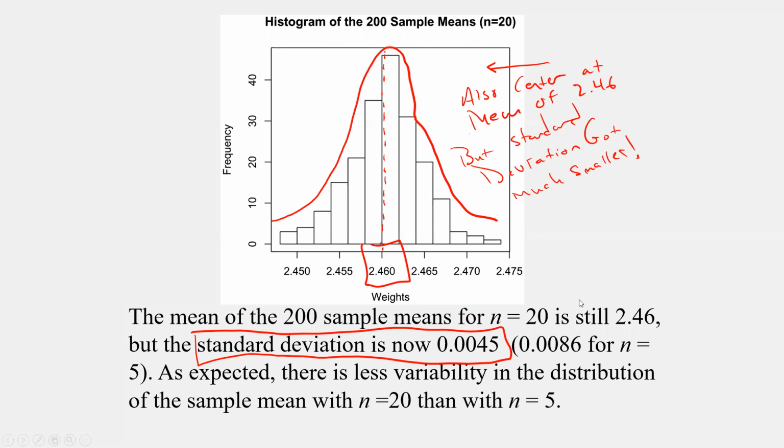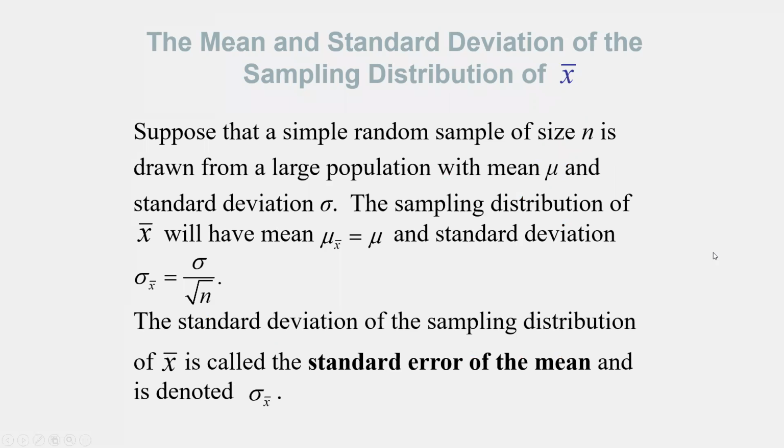All right, is everybody okay if I move on? I got one yes. Okay, so finally, what can we conclude from this? This is probably one of the most important slides from today. This is talking about the mean and standard deviation of the sampling distribution of X bar, and it goes like this.